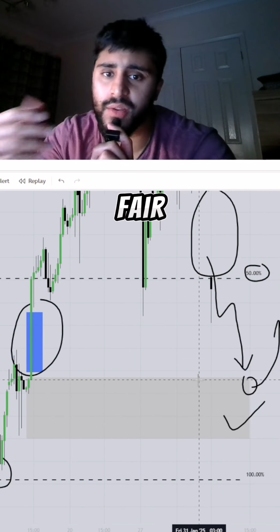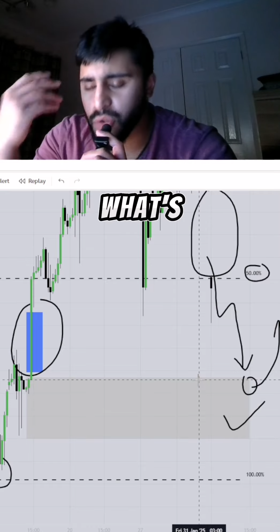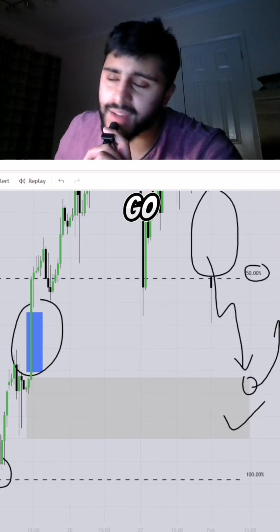If you haven't studied fair value gaps and key levels enough, this is what's giving you the errors in your trading. So go back and study this.